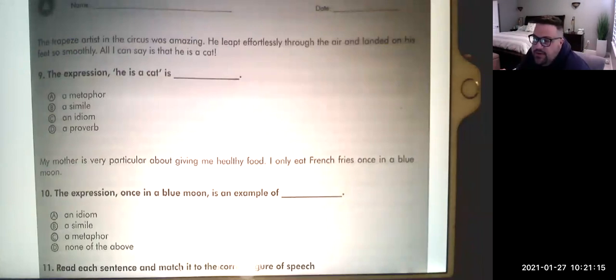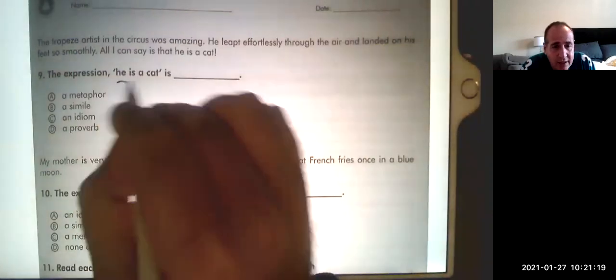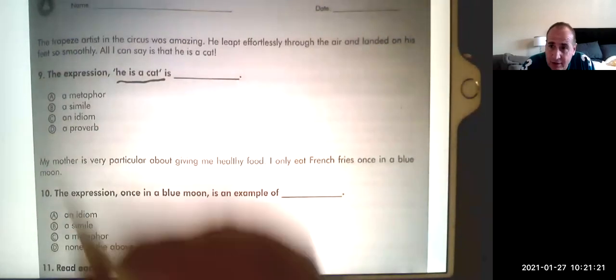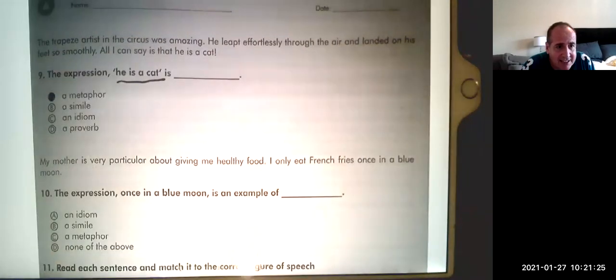All right, Mr. Spina, give us what you think on this one. Now, he is a cat. So you're comparing him to a cat, which would be a metaphor because there's no like in there. So that doesn't work at all. It has to be a metaphor in there. 100%. All right, let's keep going.